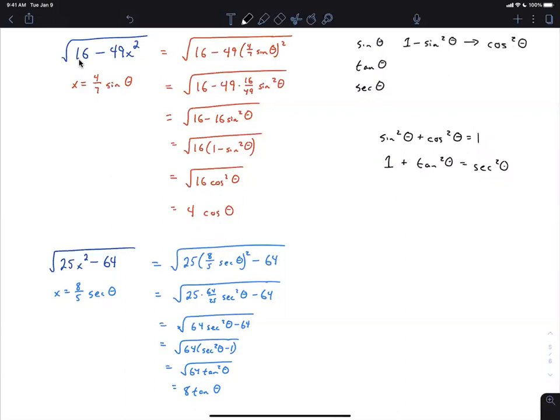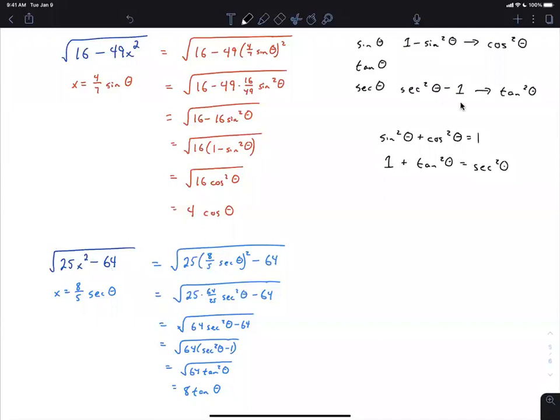Well, I knew from the beginning that I could factor the 16s out. Like I could get the coefficients to match and factor them out. And I knew there was going to be a 1 and then a trig function squared. And on this one, I knew there was going to be a trig function squared minus 1. Well, secant squared minus 1 becomes tangent squared. And it becomes a positive tangent squared. Does that make sense to everybody?